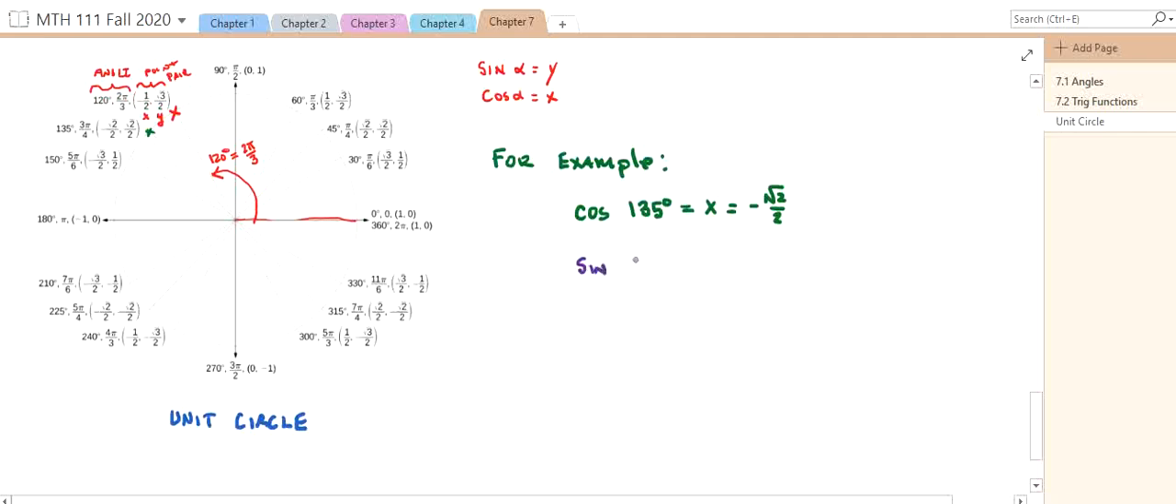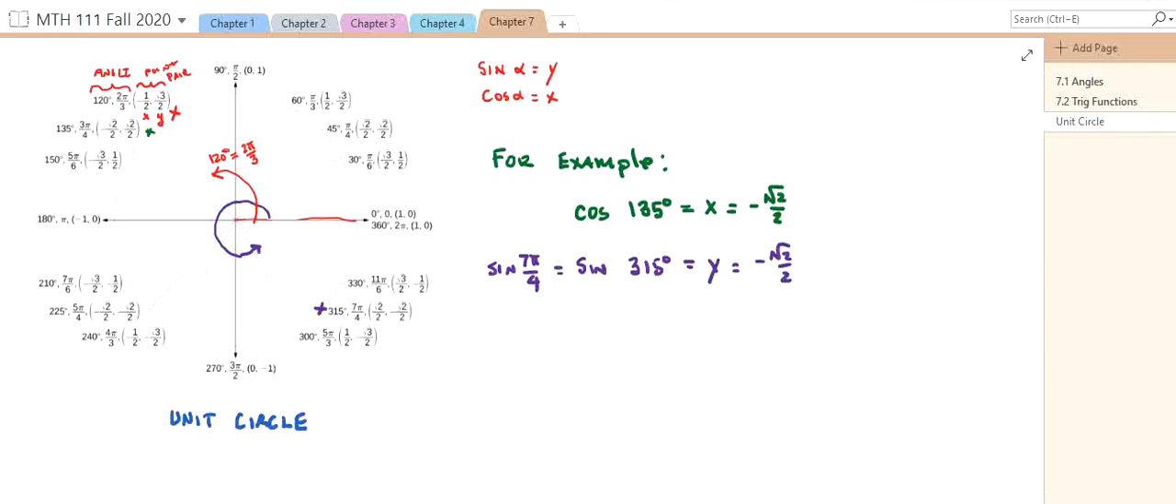How about the sine of 315 degrees? Well, it's going to equal the y value of the point. 315 degrees, we spin around all the way to here. That's the same thing as the sine of 7 pi over 4 radians. And the y value equals minus square root of 2 over 2. It's the same thing as that up there. That was just a coincidence.